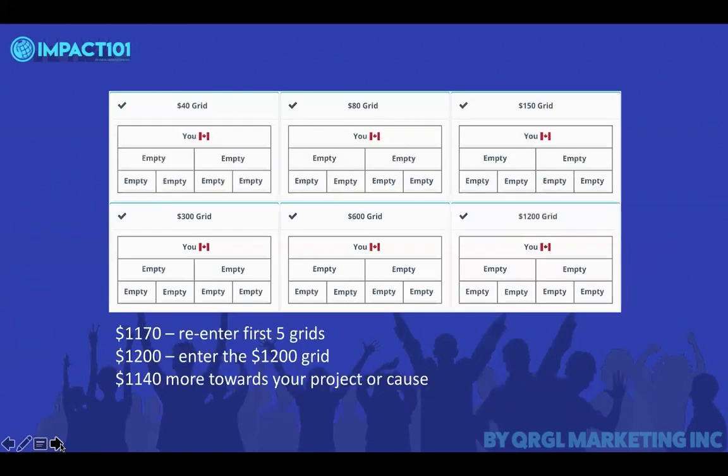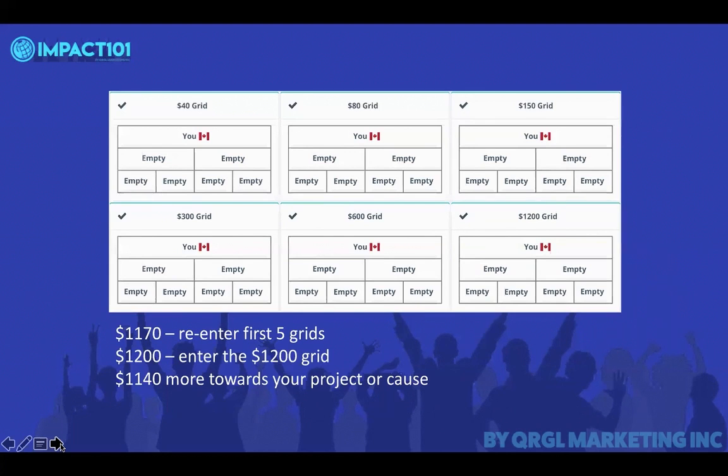You've just received 6 donations of $585 for a total of $3,510. Here's what you do next to maximize the donations to you. Take 1,170 of that and re-enter the first 5 grids so that you can continue to receive donations there. Take 1,200 of it and use it to enter the $1,200 grid. That opens up a whole new donation stream for you where you can be receiving $600 donations.